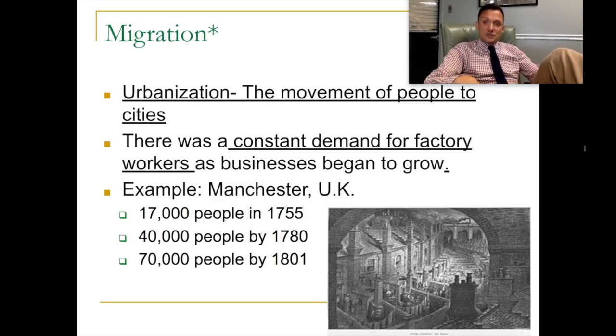So, with all these new inventions, the seed drill, the spinning jenny, the water frame, the new power looms coming out as steam power progresses, the steam engine, they're slowly replacing people in production setups, right? You don't need as many people on a farm anymore. You don't need as many people in a factory anymore. So what this is going to lead to is a thing called urbanization, right? Where people are going to begin to move into the cities to find work because there's a constant demand for factory workers as businesses begin to grow.